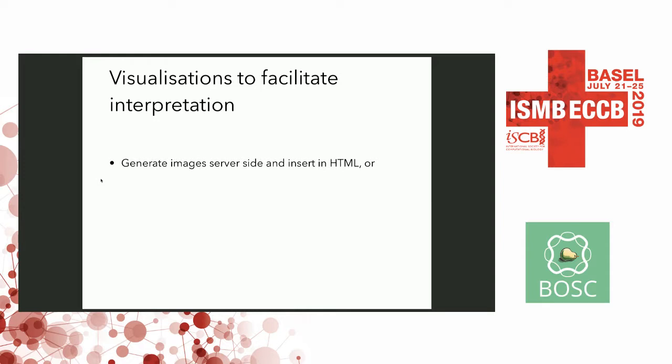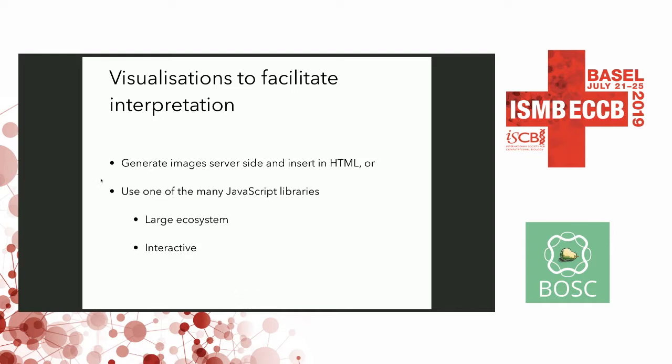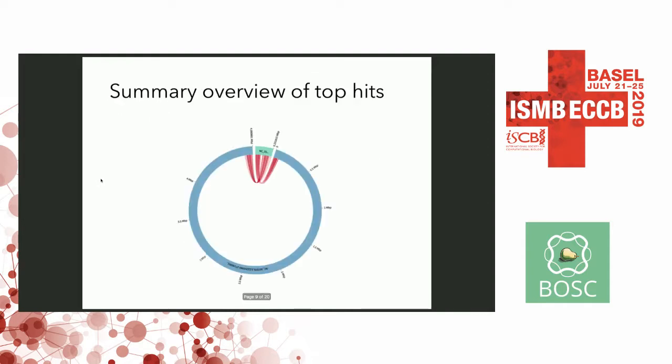So for that, we were faced with two options. The first option was to generate some static images, a PNG file on the server, and just insert that in HTML. Or try to use one of the JavaScript libraries, because the JavaScript library ecosystem for visualization is huge, and you can create interactive visualizations. So that is the approach we took, and for that, we export all the BLAST results to the browser, and that has enabled us to reuse some of the existing visualization libraries.